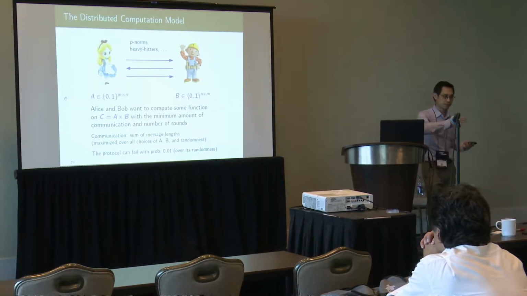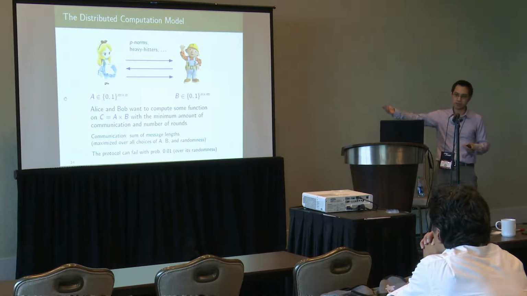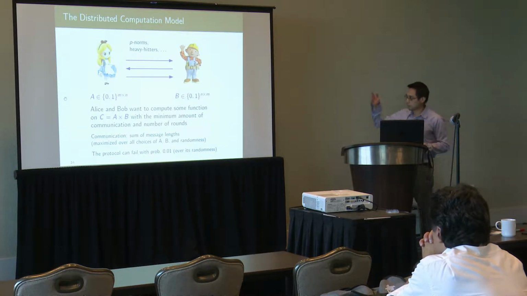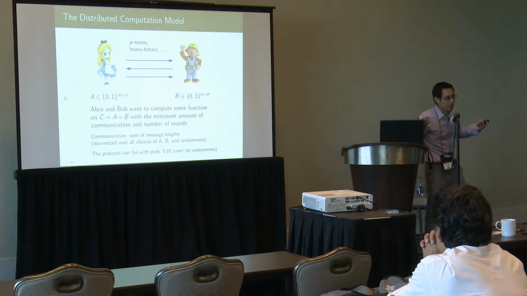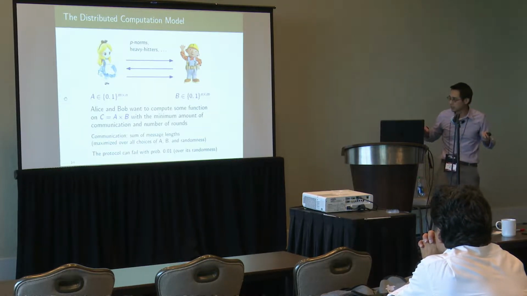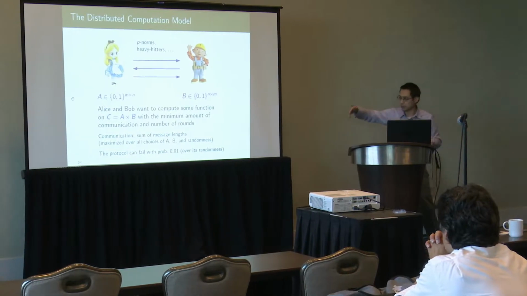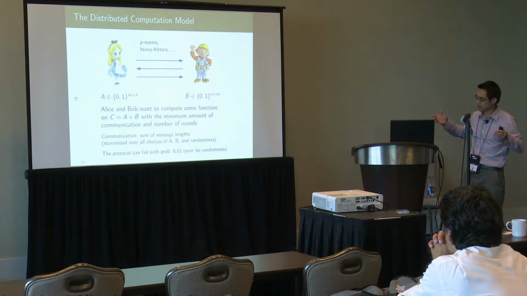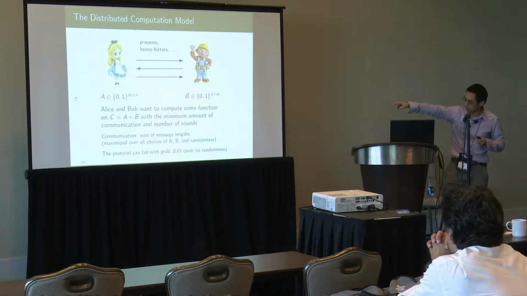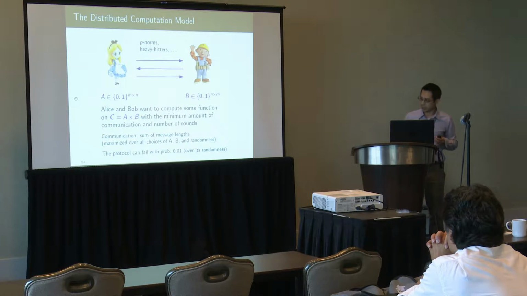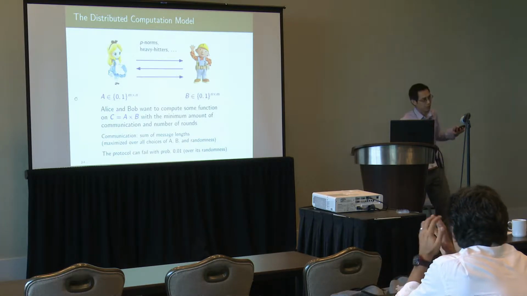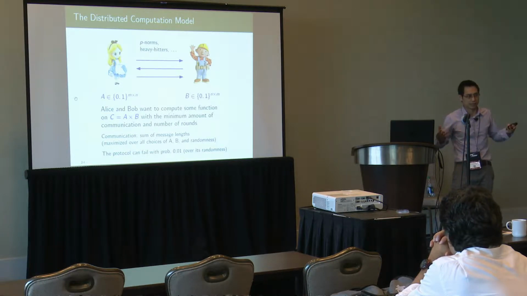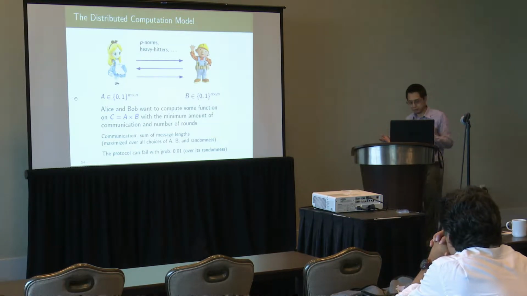The goal is to minimize the total bits of communication and the number of rounds. The communication goes as follows: Alice sends a message to Bob, and then Bob sends a message back to Alice, and so on. The communication is simply the sum of the message lengths. Here, everything is randomized, so it is maximized over all choices of the inputs and the internal randomness of the algorithm. We allow the protocol to fail with a small probability.